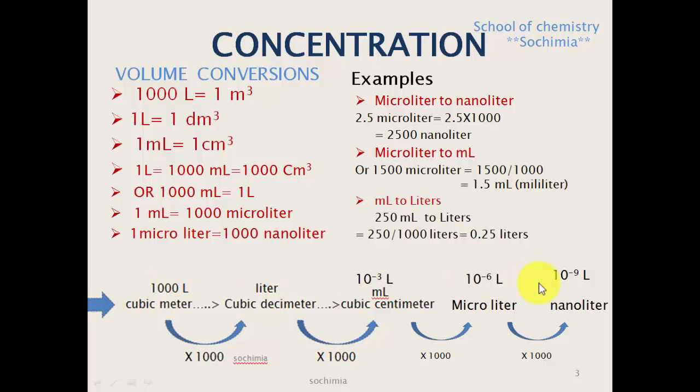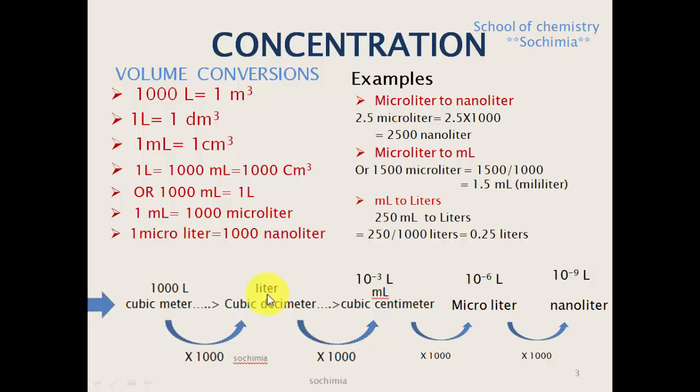As far as the sequence is concerned, cubic decimeter is equal to 1 liter, and 1 cubic meter contains 1000 cubic decimeters or 1000 liters. Similarly, cubic centimeters or milliliters are normally used in laboratory measurements. They are 10 raised to power minus 3 liters, and the relationship between liter and cubic centimeter is that 1000 ml equals 1 liter.